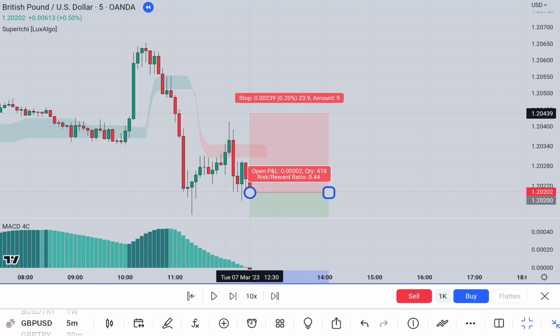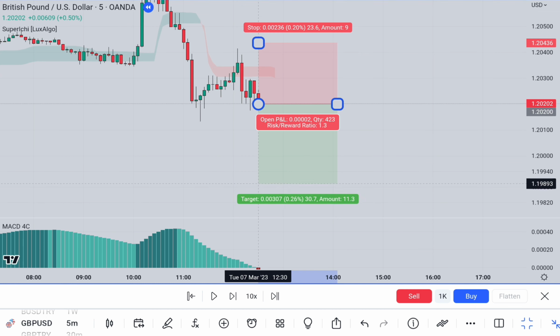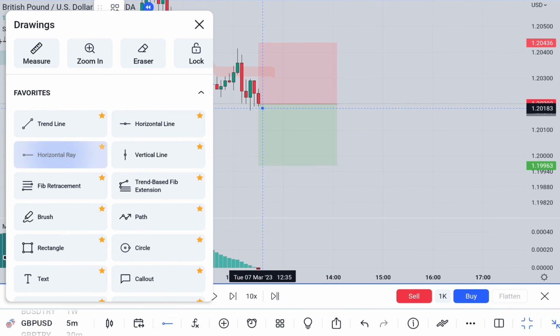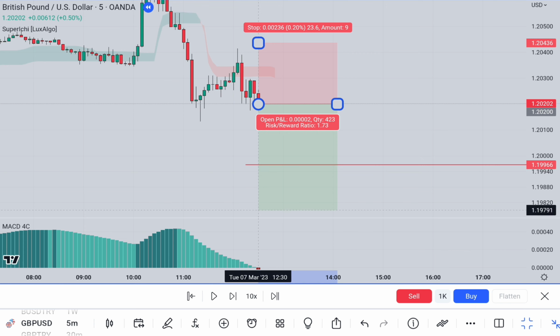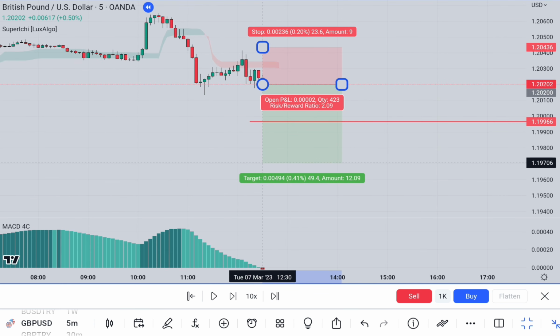As always, the stop-loss level should be above the last swing high, and if the price reaches a 1-to-1 profit level, the stop-loss level should be moved to the entry point of the trade.